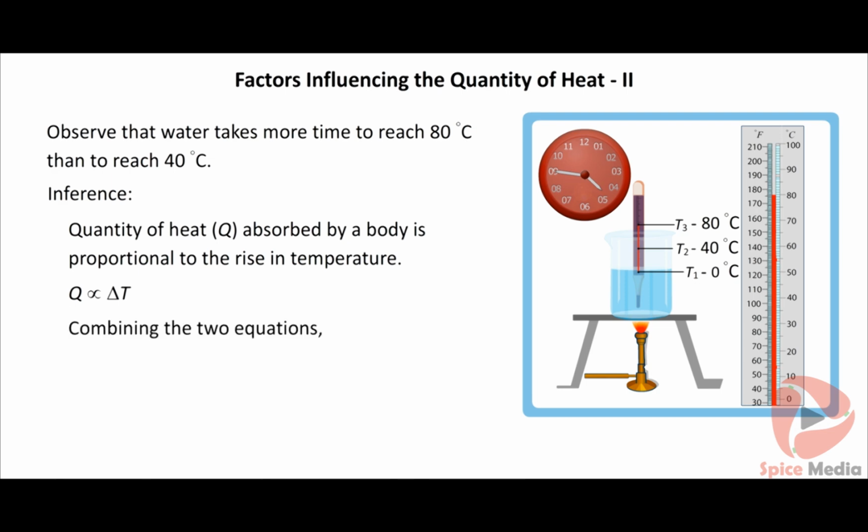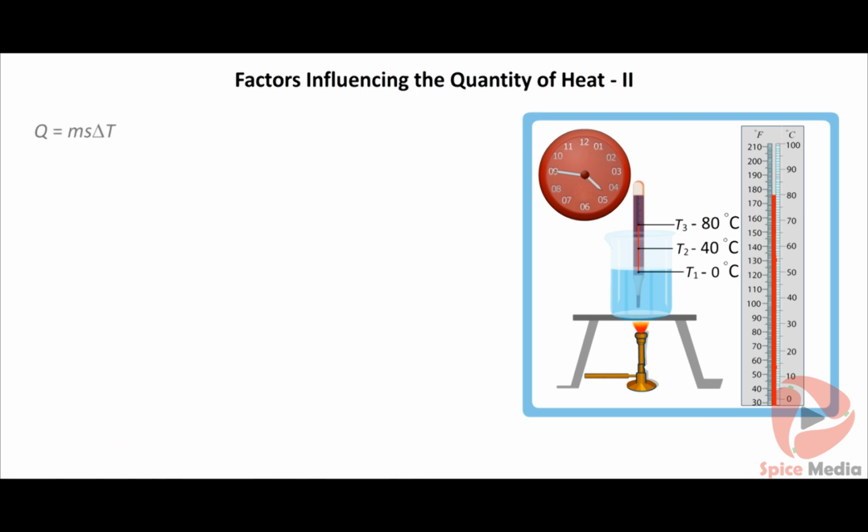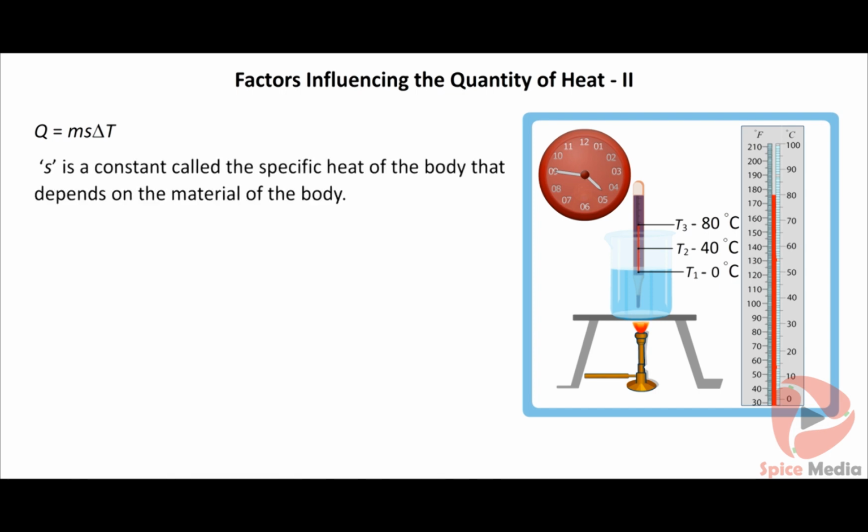If we combine the two equations, Q directly proportional to M and Q directly proportional to delta T, then we get that Q directly proportional to M delta T. Q is equal to M S delta T, where S is a constant called the specific heat of the body that depends on the material of the body.